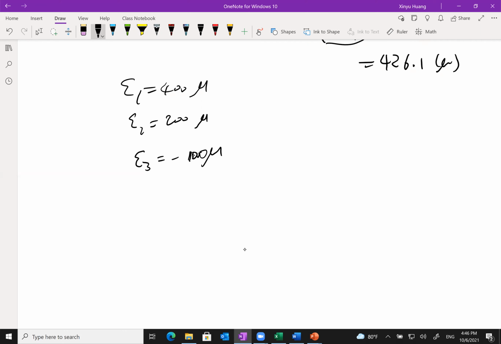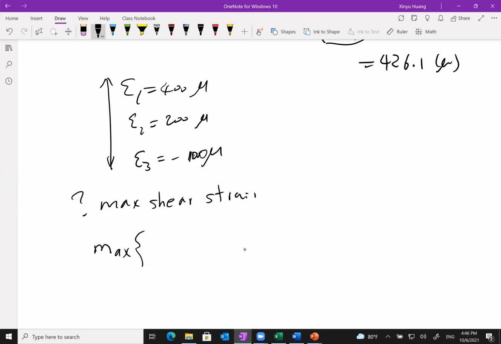All right, I have to redo the calculator because I think I lost the principal direction. But anyhow, these are the 3 eigenvalues. Now, what is the maximum shear strain? Remember, maximum shear strain is the largest difference.